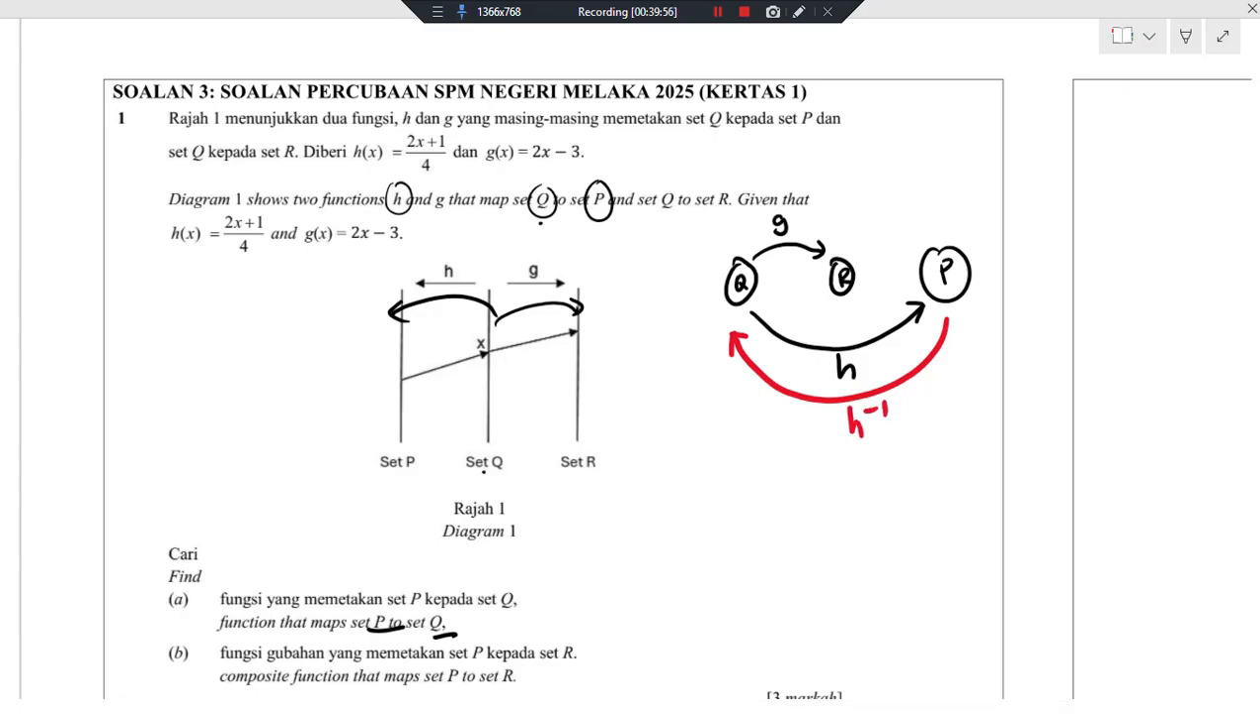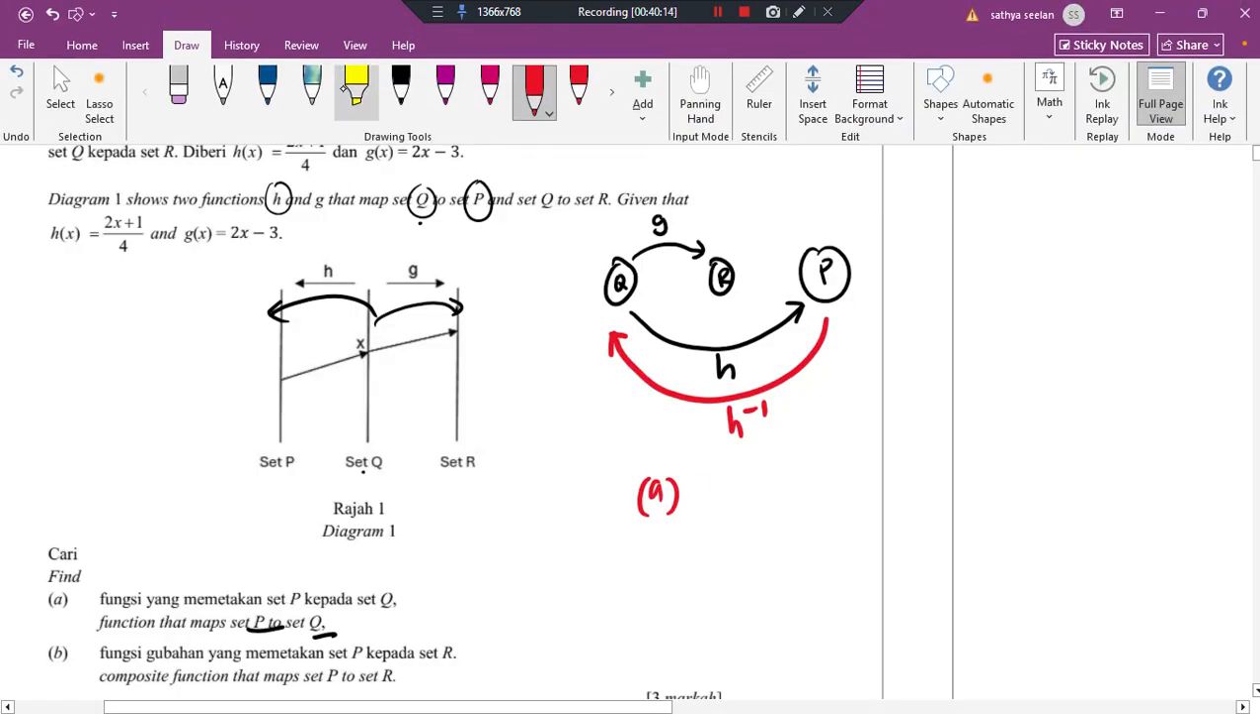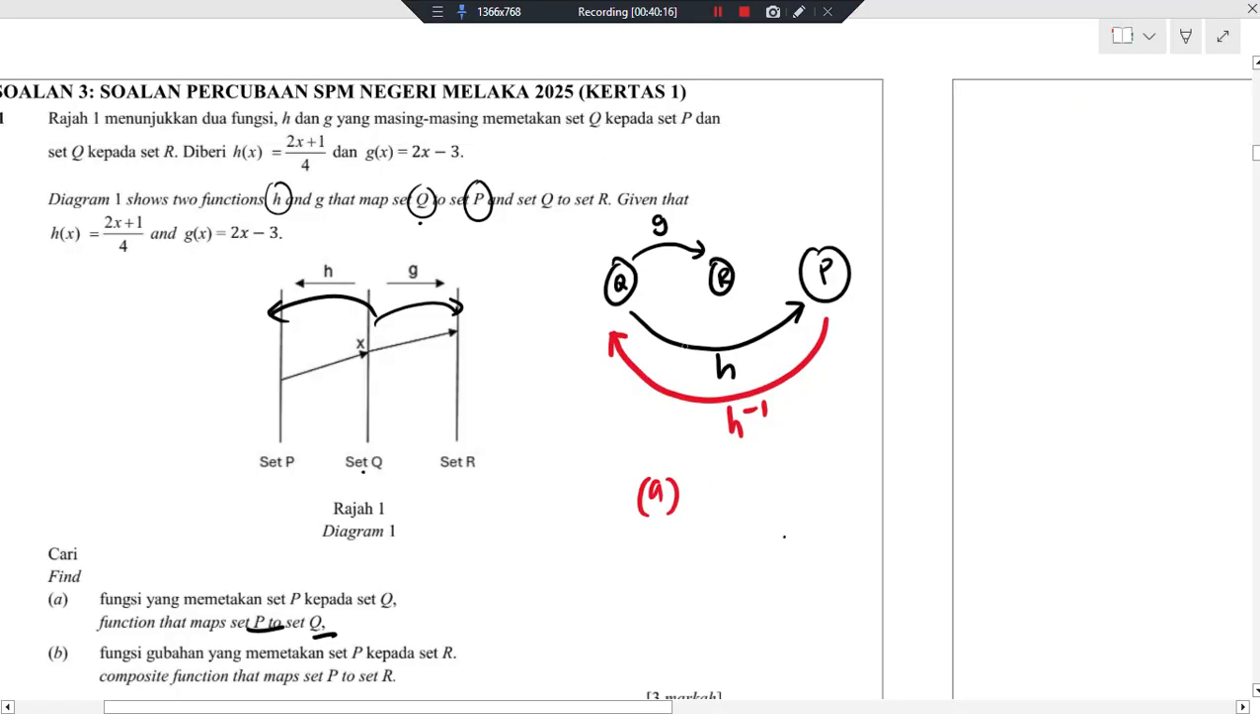Okay. So, H inverse dia berapa dia? H inverse. So, let hx equals to y, and h inverse x equals to y. Okay, x is equals to h inverse y. Okay, come back again. Okay, apa yang cikgu buat?